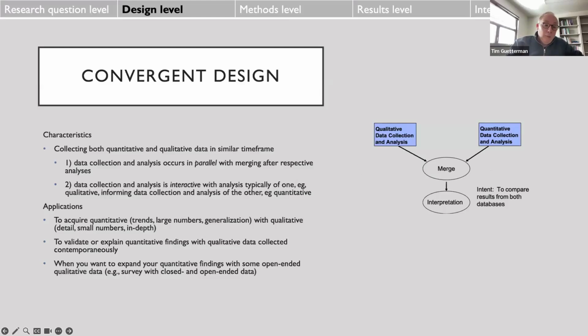So some applications or reasons for doing this: you need to look at quantitative trends or large numbers. You need to be able to generalize, but you also want to have more of those details and nuances and in-depth explanation. You need that for a more complete understanding. Maybe you need to validate or explain quantitative findings with qualitative data that you're collecting around the same time point. So you want to validate, do they agree?